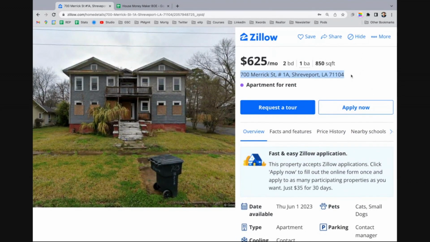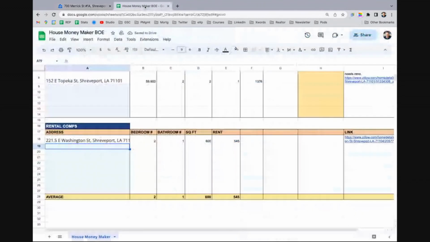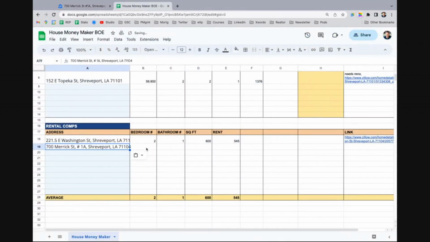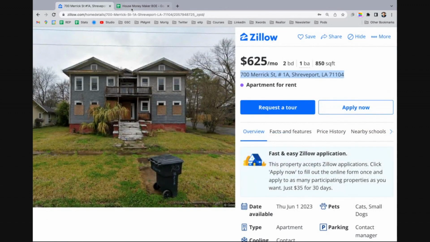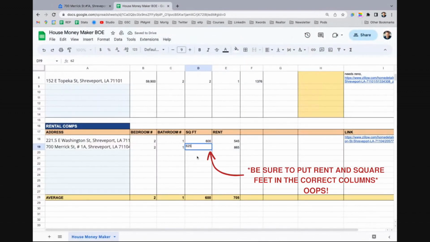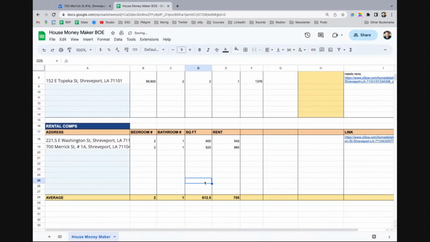Anyway, interesting. 625 for a 2 bedroom, 1 bath, 865. All right. A little bit bigger, but I don't know if I'd want to live there for 625, but it is what it is. Okay, what else can we do? So this is telling me, roughly 2-1 with 600 square feet, you can get up to 705. This is what they're asking, right? Doesn't mean what it's actually going to rent for.